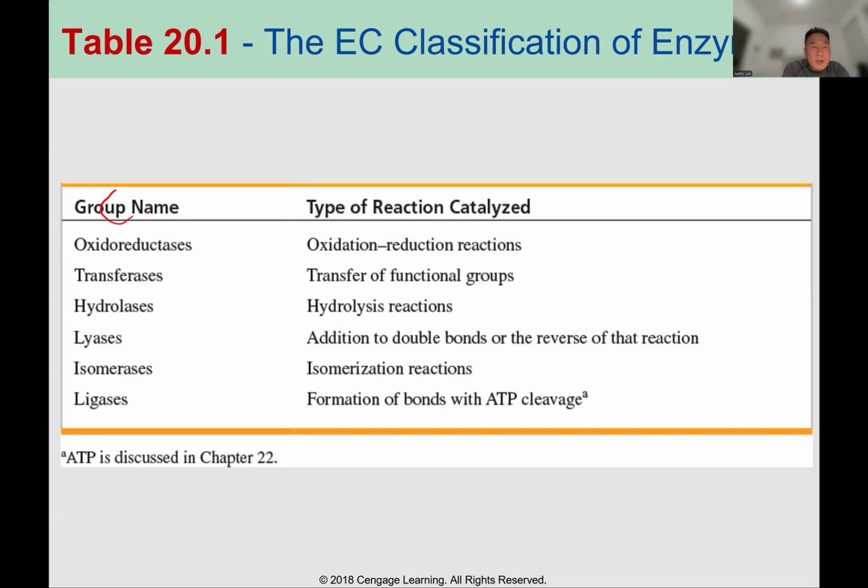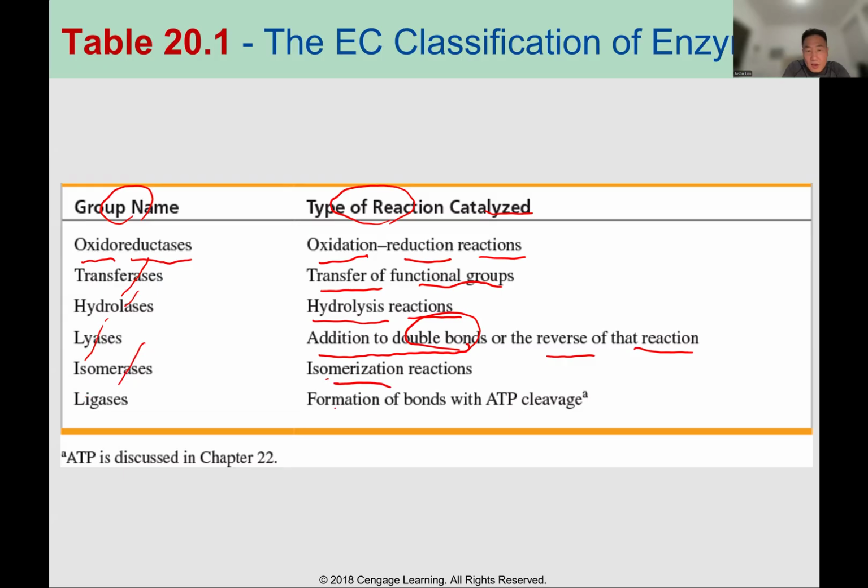So when you see the group names: oxidoreductases, the type of reaction catalyzed is oxidation-reduction reactions; transferases, transfer of functional groups; hydrolases, hydrolysis reactions; lyases, addition to a double bond or the reverse of that reaction; isomerases, isomerization reactions; ligases, formation of a bond with ATP cleavage.